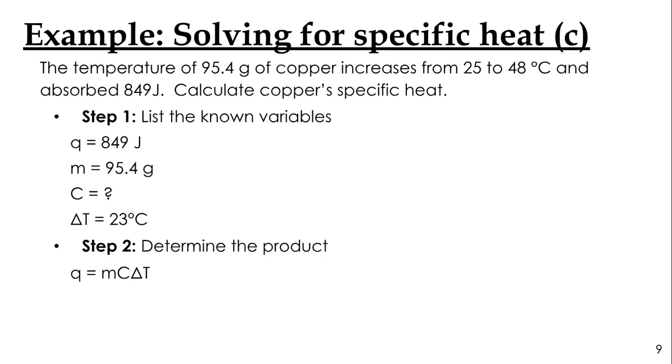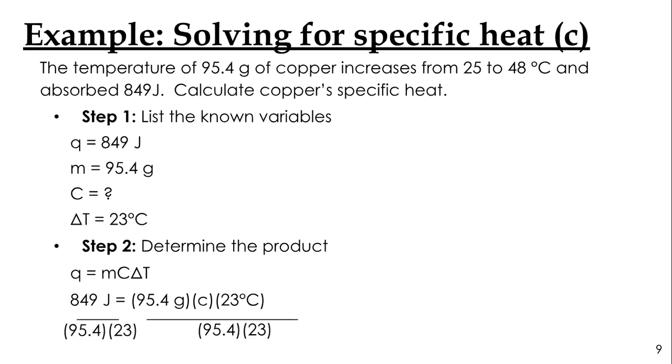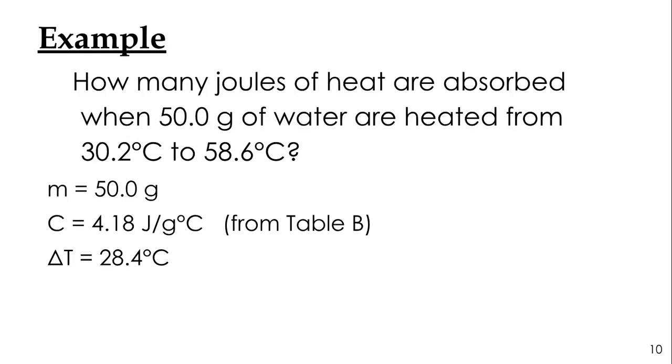Determine the product by plugging them into my formula. Q is equal to mc delta T. 849 is equal to 95.4 grams times c times 23. Solve for c. I'm going to divide by the products here, 95.4 times 23. So c turns out to be 0.39 joules per gram degrees Celsius.